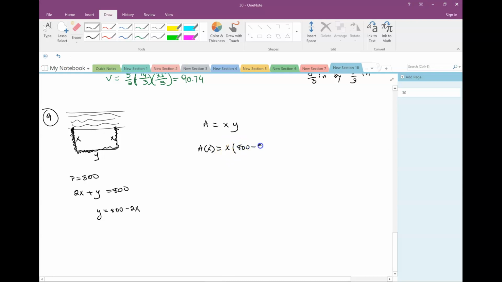800 minus 2x. Okay, now, again, derivative, blah, blah, blah. So, what do we do before the derivative? Distribute, correct. Okay, take a derivative: 800 minus 4x. Set it equal to 0. Factor out the 4. So is x 200?